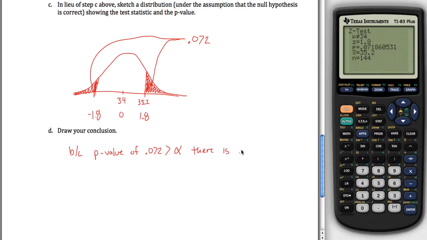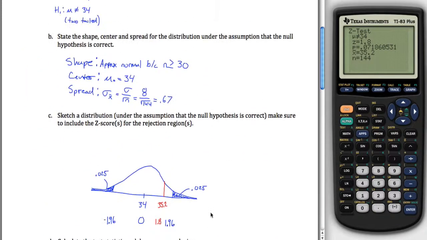there is not sufficient evidence to reject the null hypothesis. And that's all. That's all you say. You don't say that the null hypothesis is correct. You just say there's not enough evidence to conclude that it's wrong. That's it. That's the end of this problem, the end of this quiz.